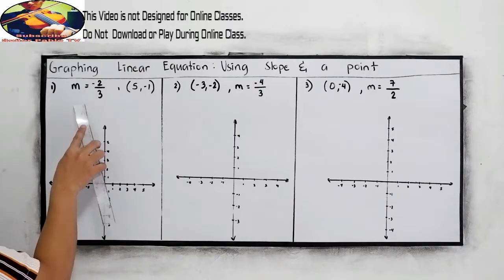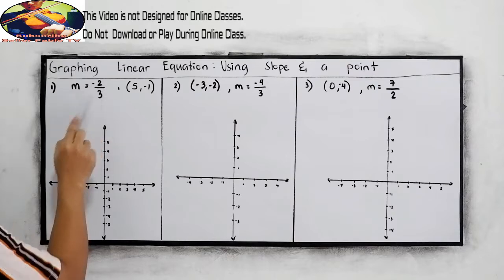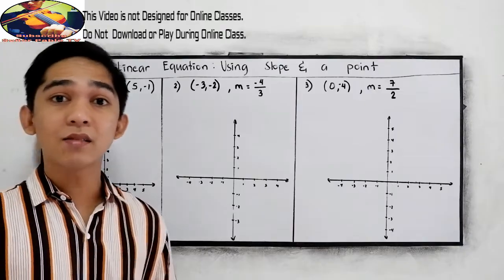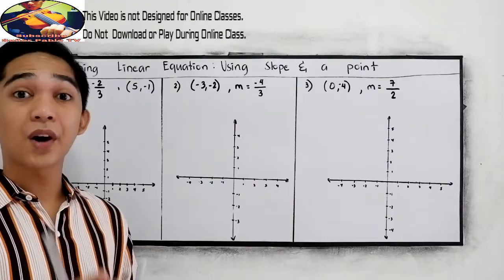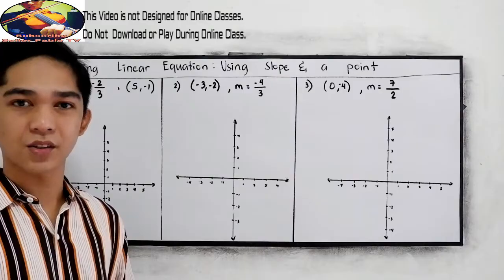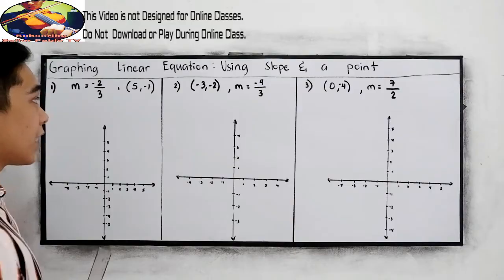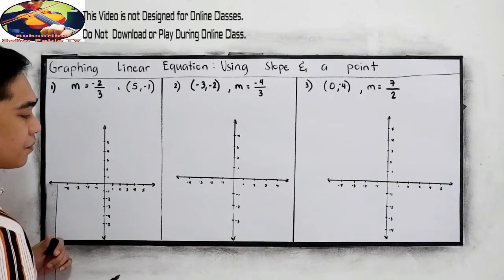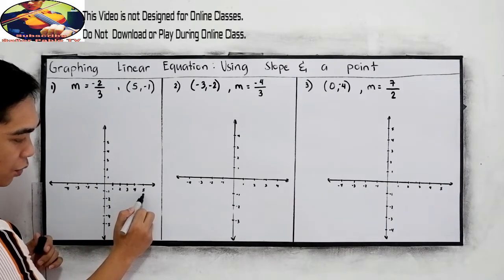In our example number one, we have m, or the slope, equal to negative 2 over 3 and a point (5, negative 1). Since the slope is given, you need to recall your rise over run, the vertical change over the horizontal change. First step, locate the given point. The given point is 5, comma negative 1. 5, going to negative 1. So our point is located here.